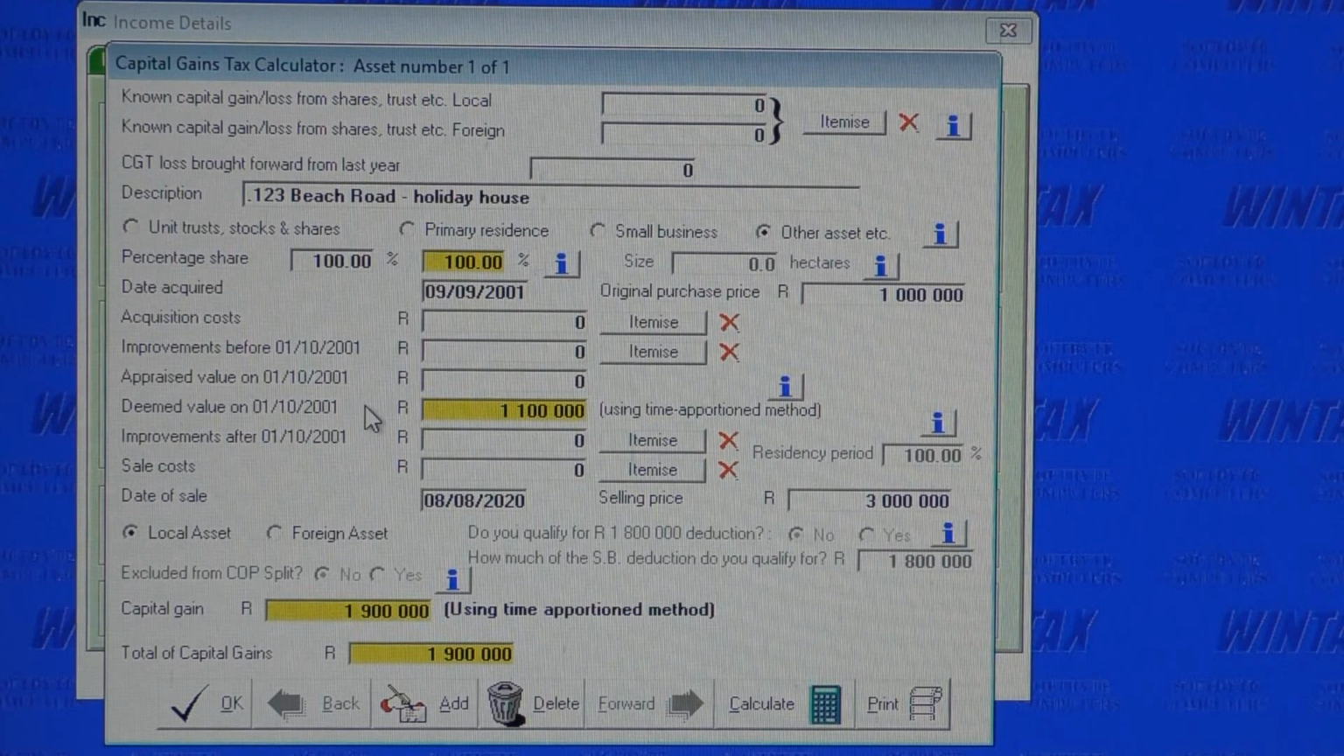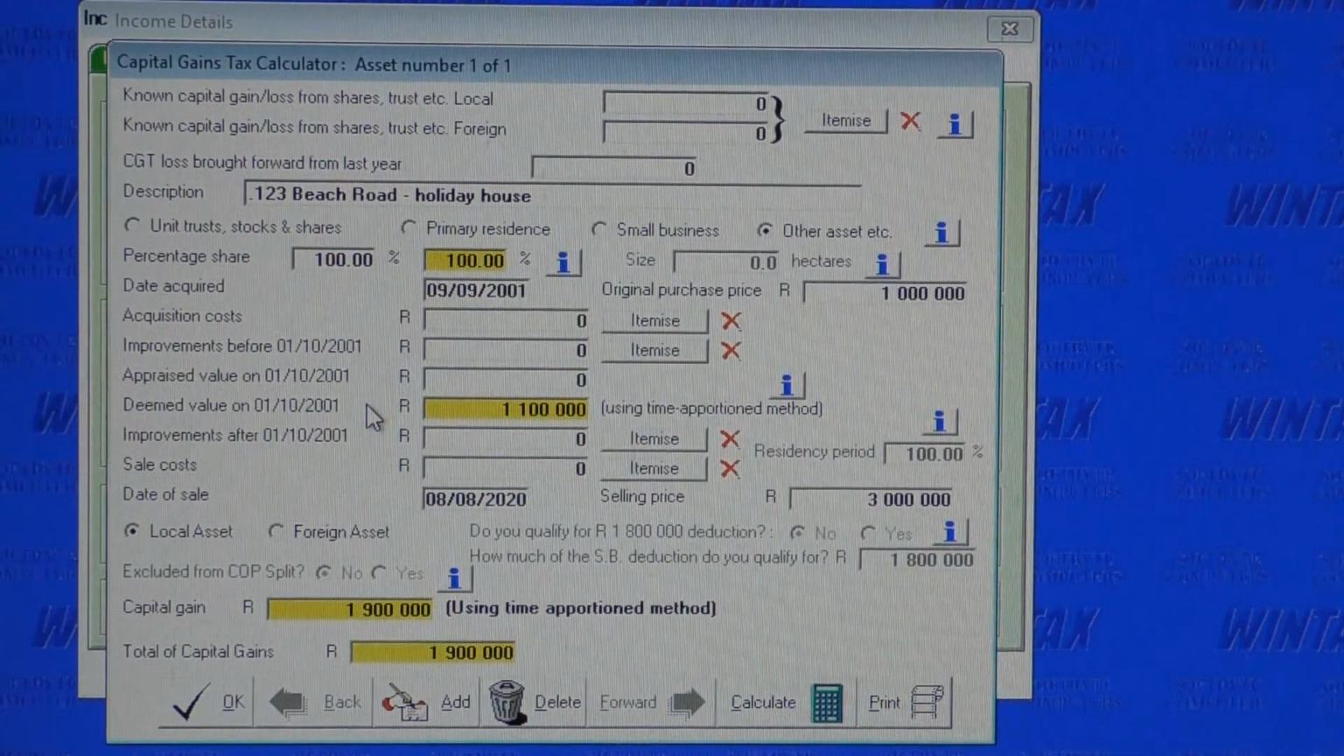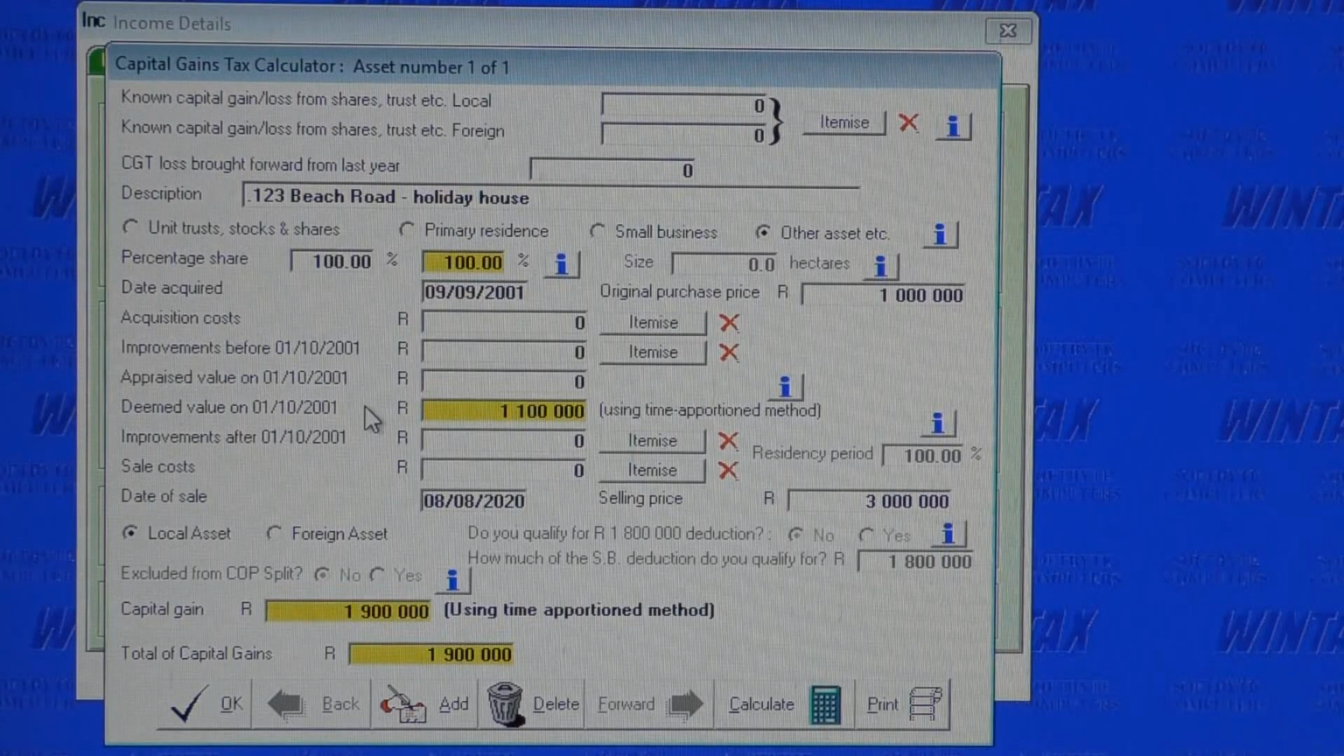If, however, we add improvements made after the valuation date, then this does not just alter the sale price. The formulas amortize the improvements made after the valuation date over the period by effectively shifting the valuation date in the background and producing a new base cost, which means a new gain amount. If you want to use these formulas manually, then the formulas are freely available in the 8th schedule and on SARS's website in a document called Comprehensive Guide to Capital Gains Tax.